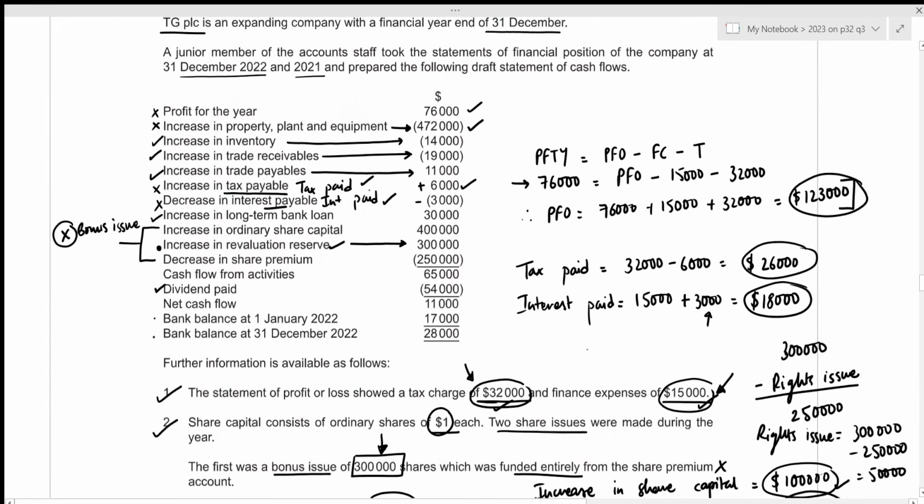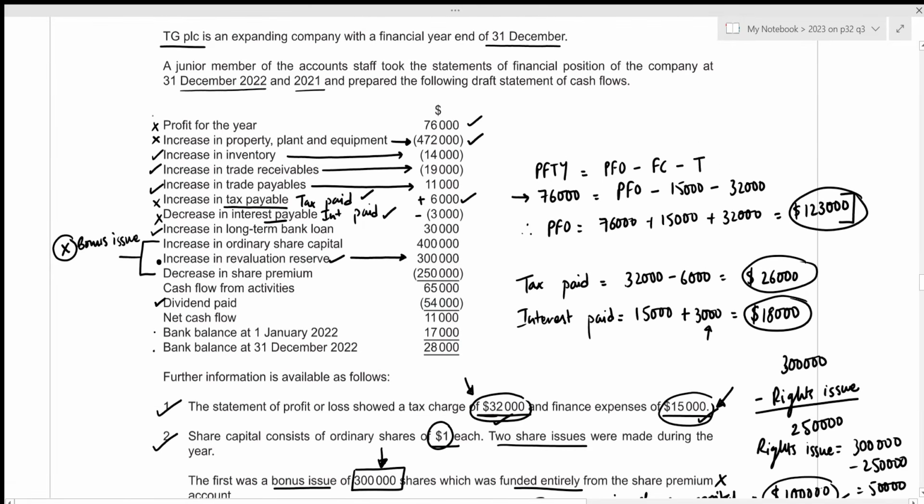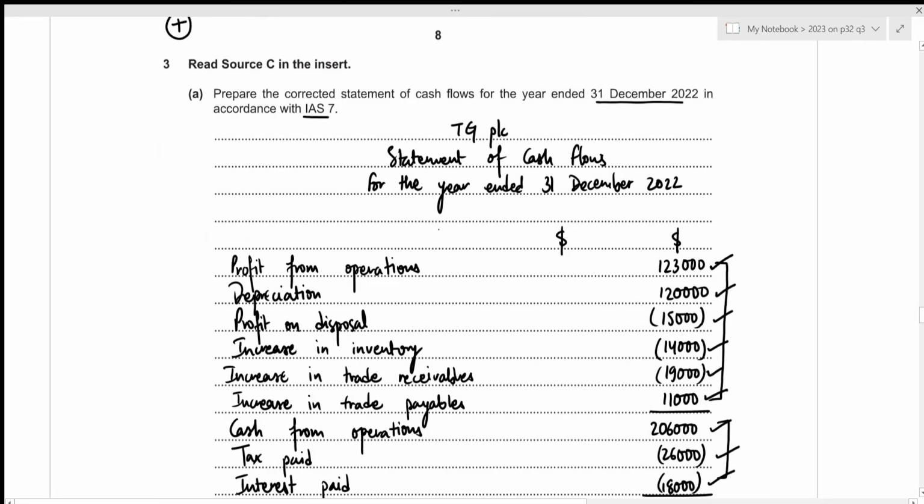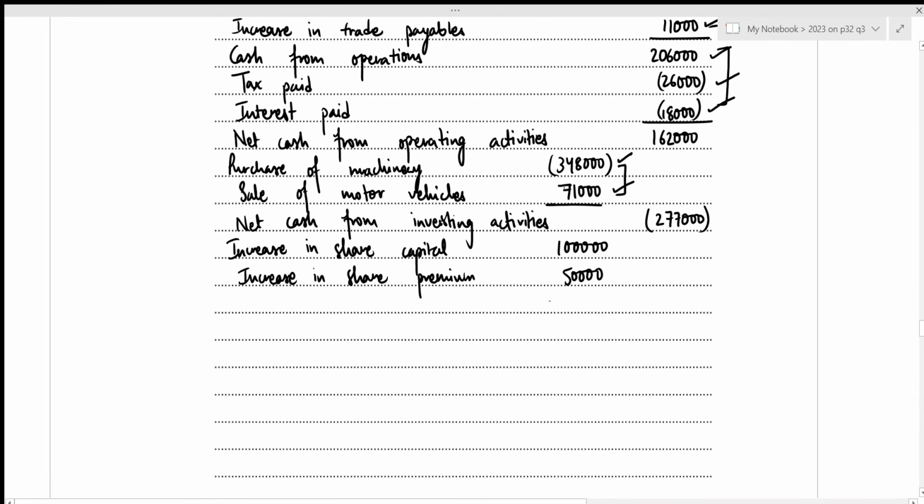And we're also given information regarding loan. Okay, we are done with these information. There's an increment in long-term bank loans. So we acquired more loan, which means that this will act as our cash inflow. We need to add this amount of 30,000 as increment in loan.